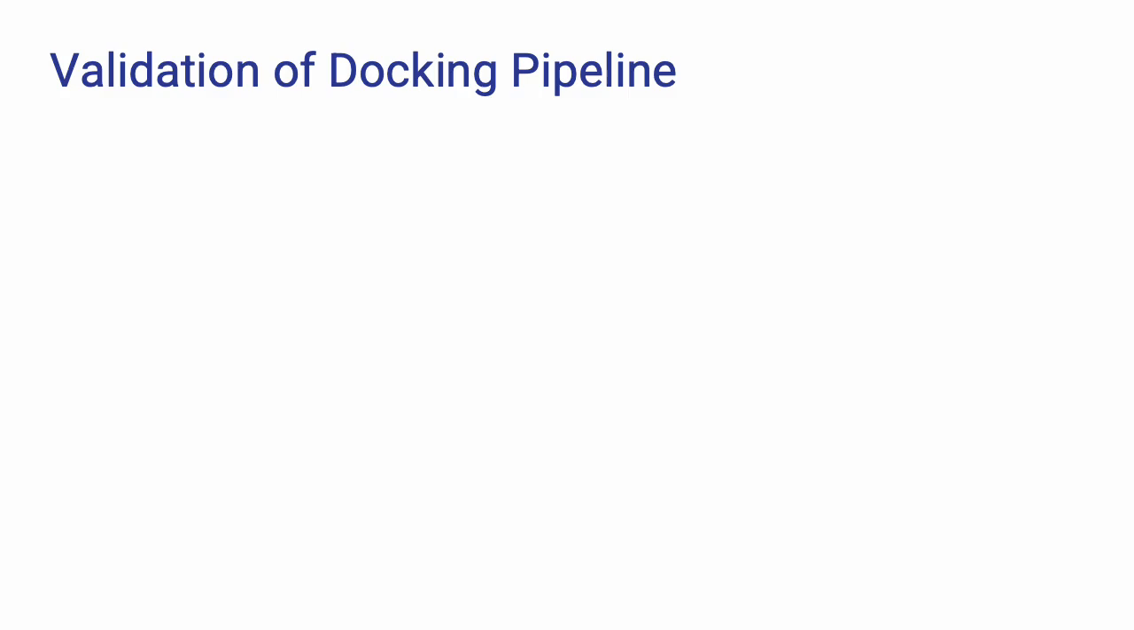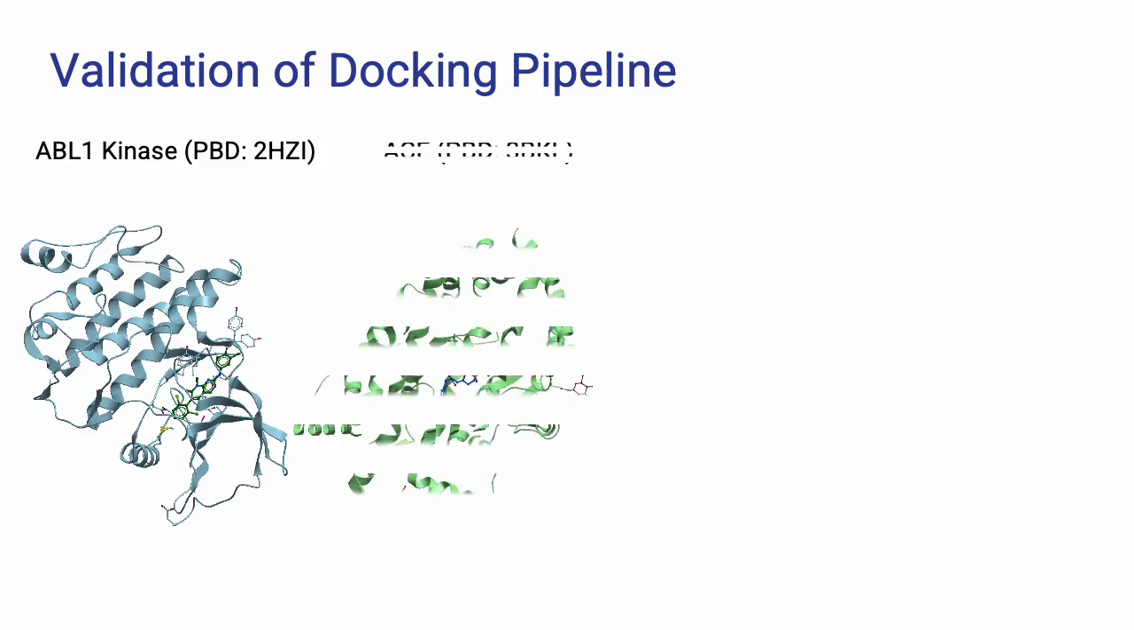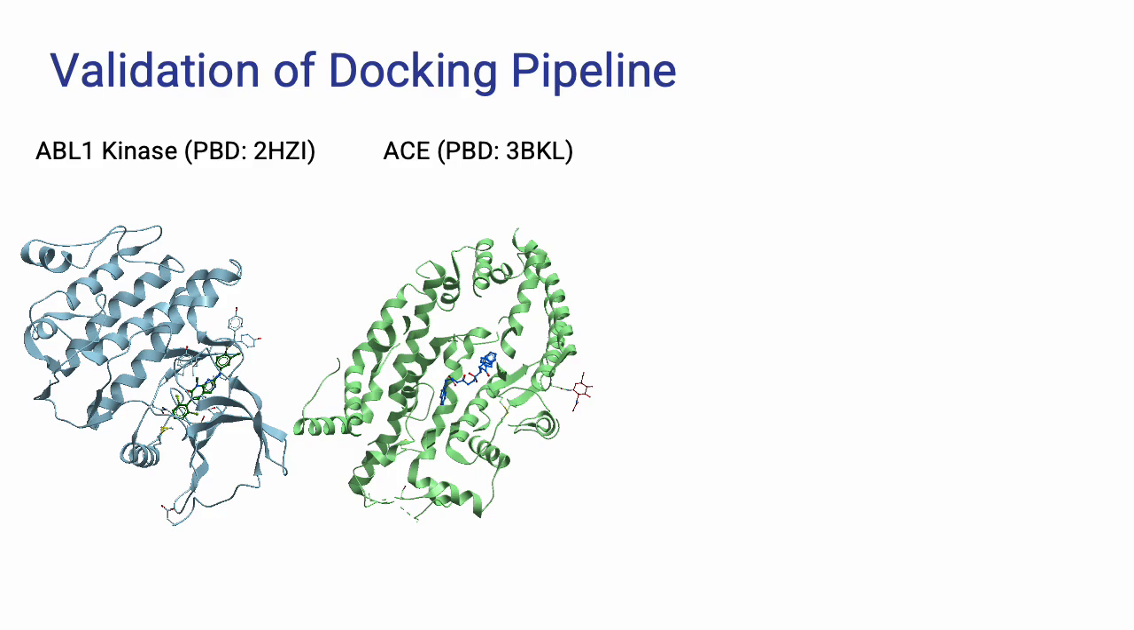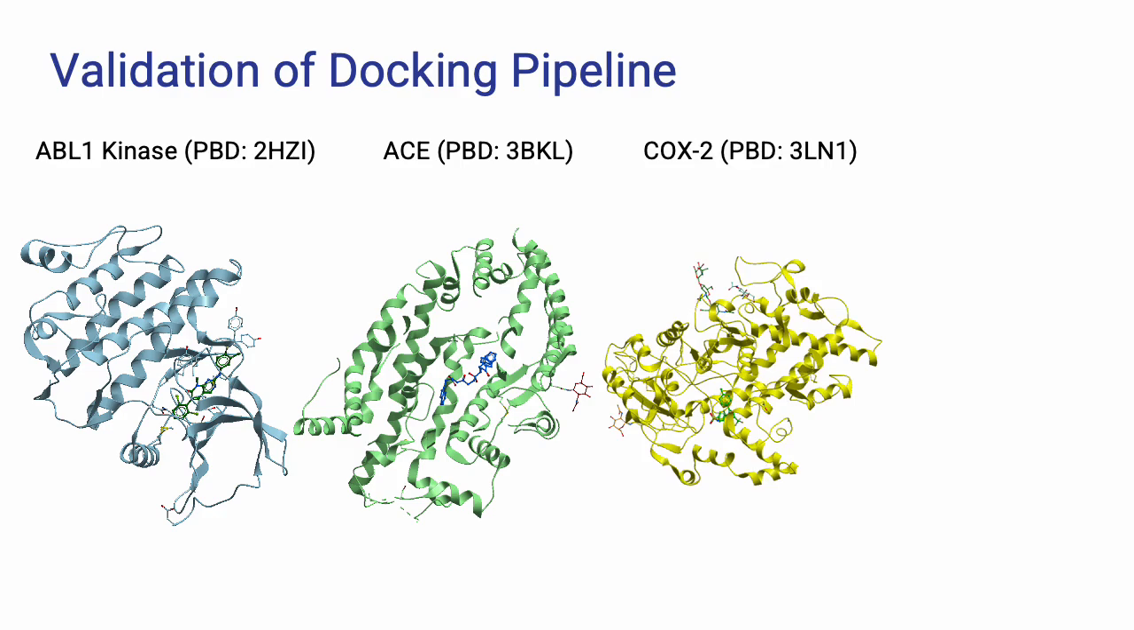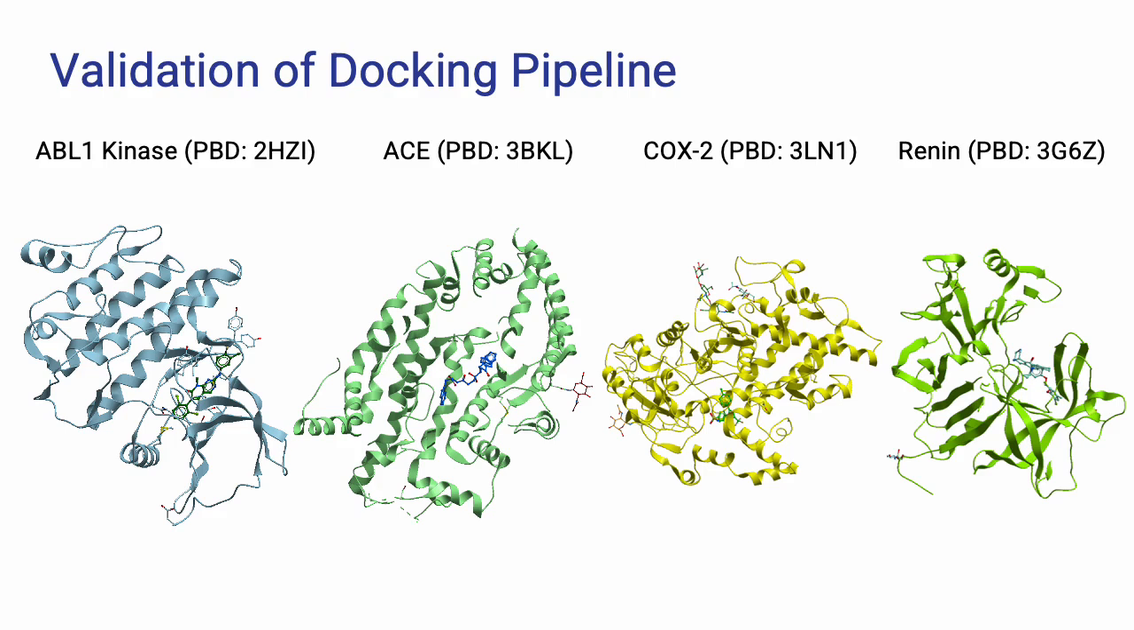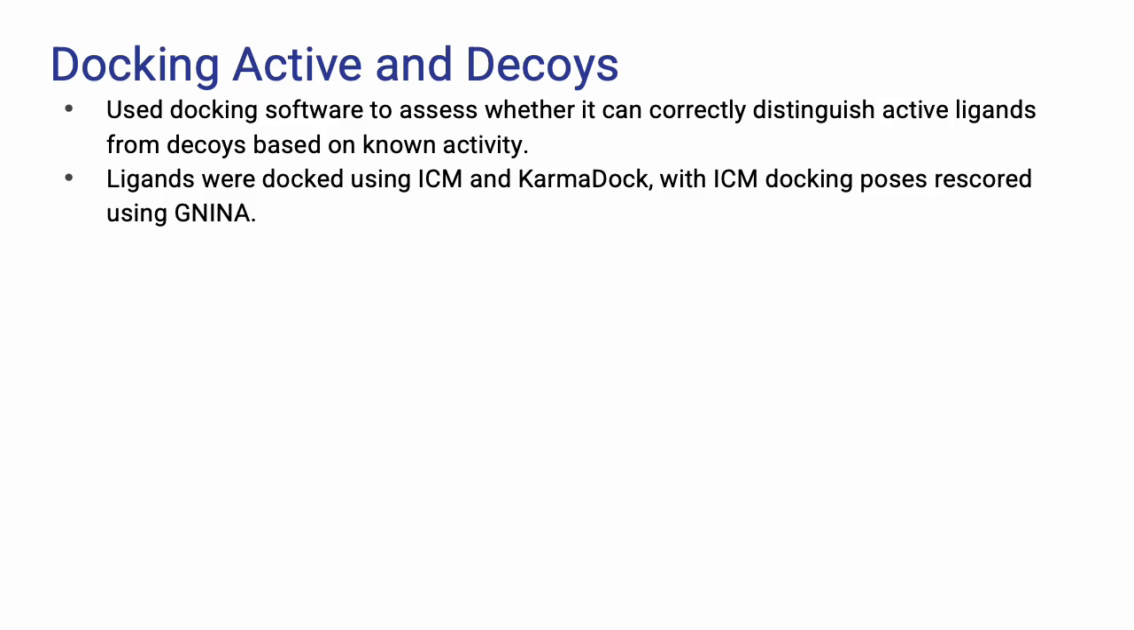To validate our docking protocol, we docked four well-characterized targets: ABL1 kinase, angiotensin converting enzyme or ACE, cyclooxygenase 2 or COX2, and renin. These targets were chosen for their distinct biological roles and structural diversity, which helps assess the generalizability of our consensus docking approach. This redocking step helped validate the accuracy of our docking protocol and de-risk the internal workflow, ensuring the viability of the programs used. Once the protocol was validated, we moved on to docking active and decoy compounds.